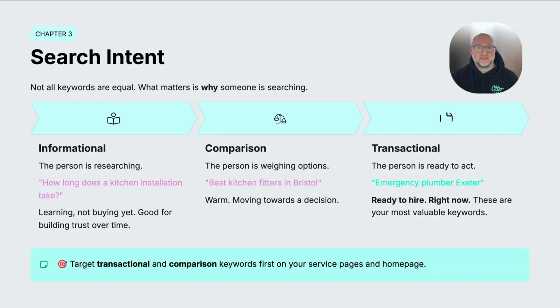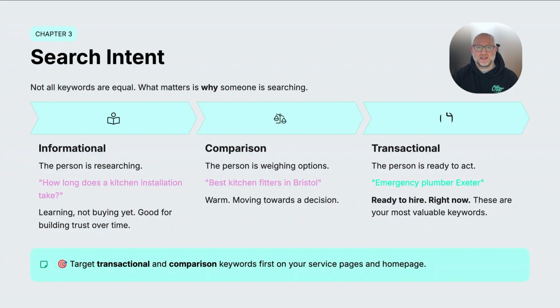So why does intent matter? Because targeting the wrong intent wastes your effort. If you're a local plumber and you rank brilliantly for what is plumbing, congratulations. You'll get a lot of students and curious people visiting your site. None of them need a plumber today.